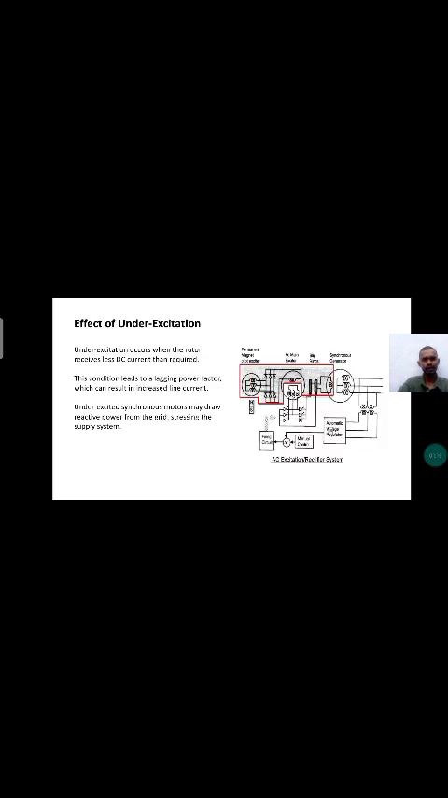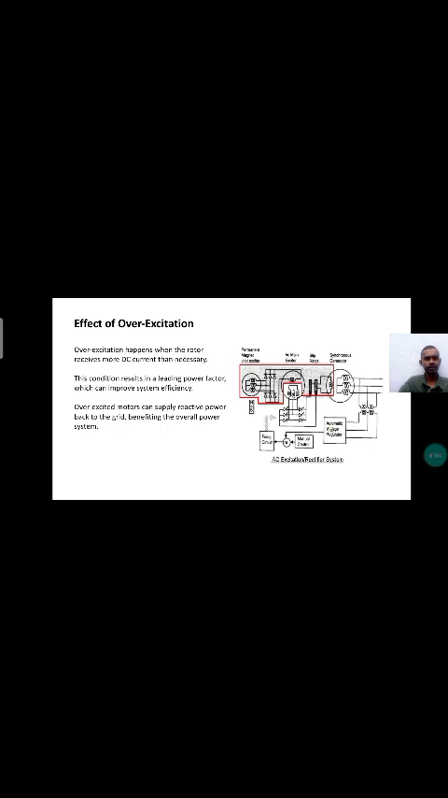Effect of under excitation. Under excitation occurs when the rotor receives less DC current than required. This condition leads to a lagging power factor, which can result in increased line current. Under excited synchronous motors may draw reactive power from the grid, stressing the supply system. As shown in the figure, the diagram shows the effect of under excitation.